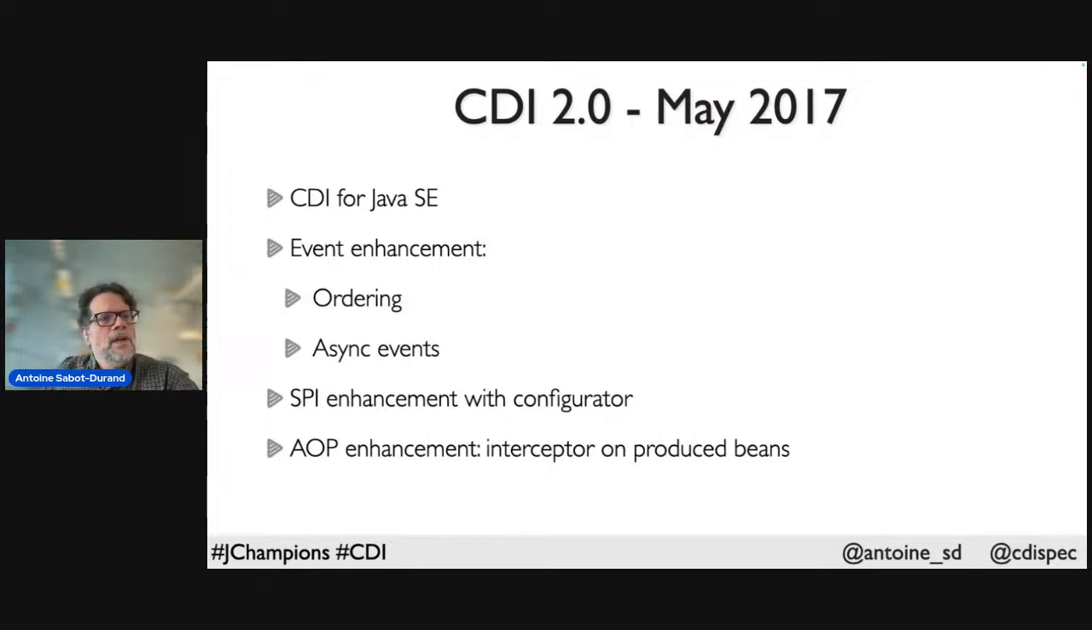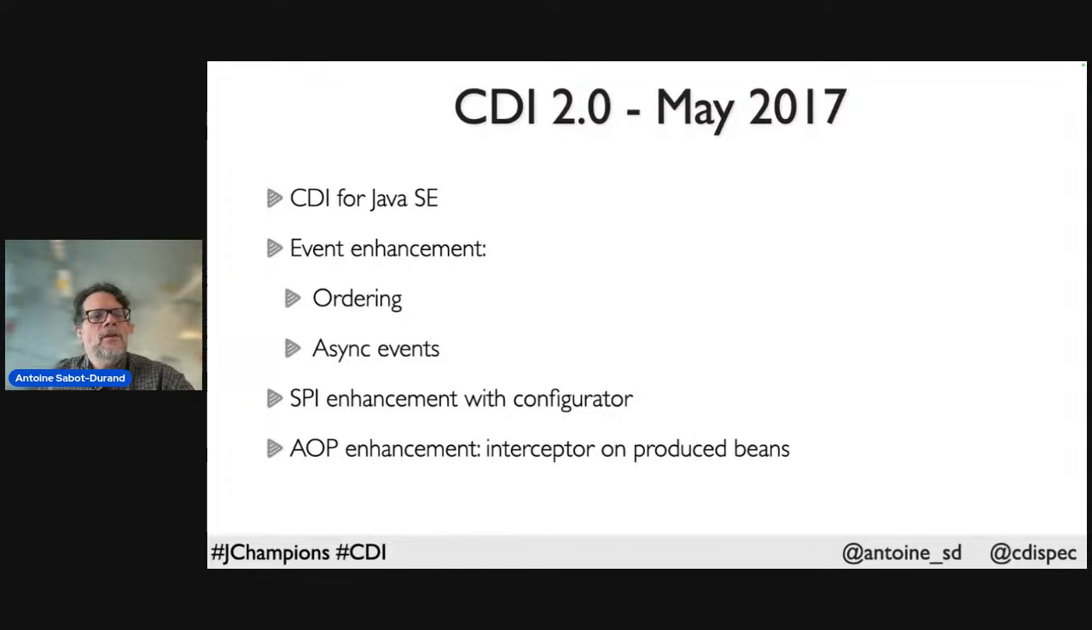And from there, you can use CDI in Java SE in a portable way. Of course, most of the implementations did that before, but it was at the spec level. A lot of enhancement on the event. So you can have the ordering of the event from CDI 2 and asynchronous events based on the JDK CompletableFuture API. So it's done with that, and it's still the way it's done today.